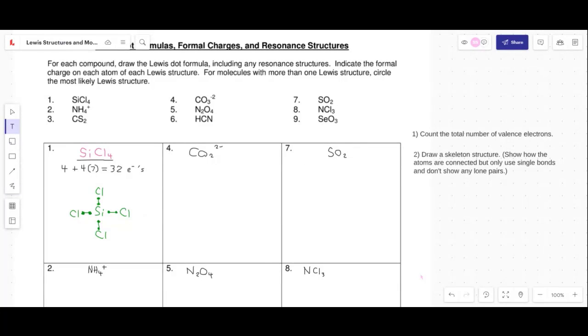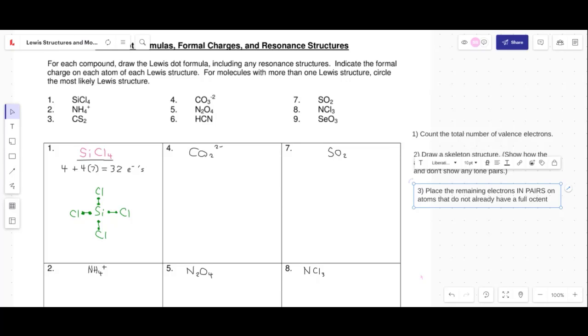Okay. So then, step number 3. Step number 3 is place the remaining electrons in pairs, and I emphasize that, in pairs, on atoms that do not already have a full octet.